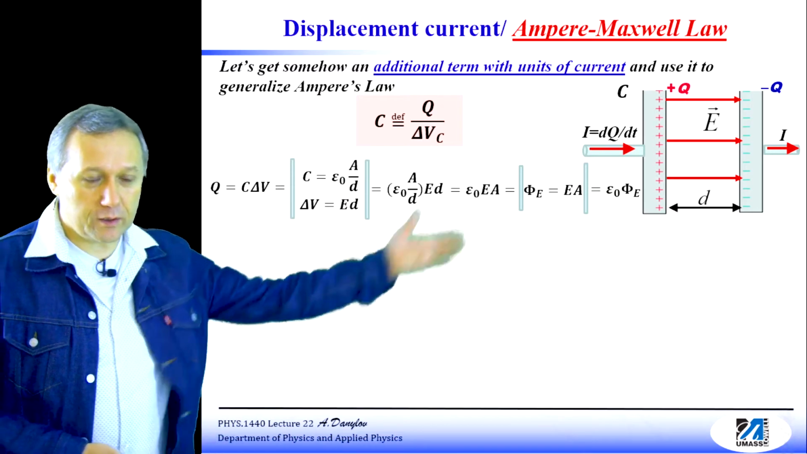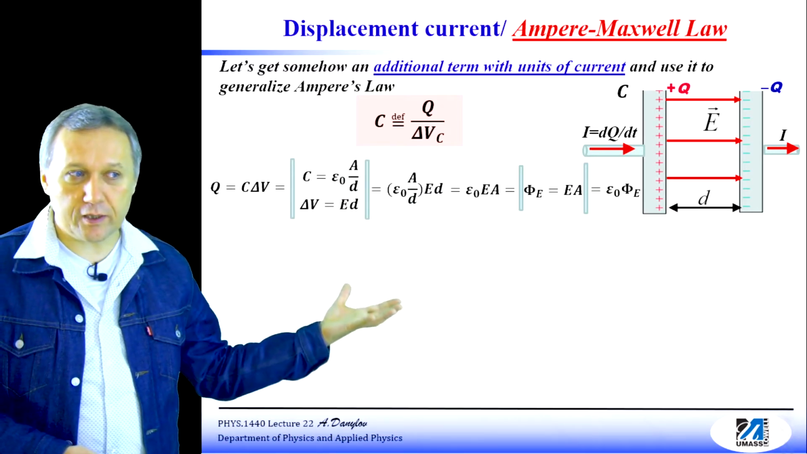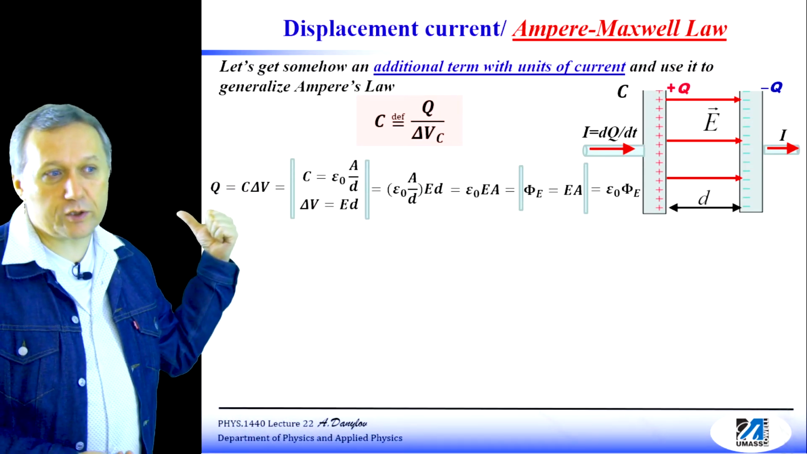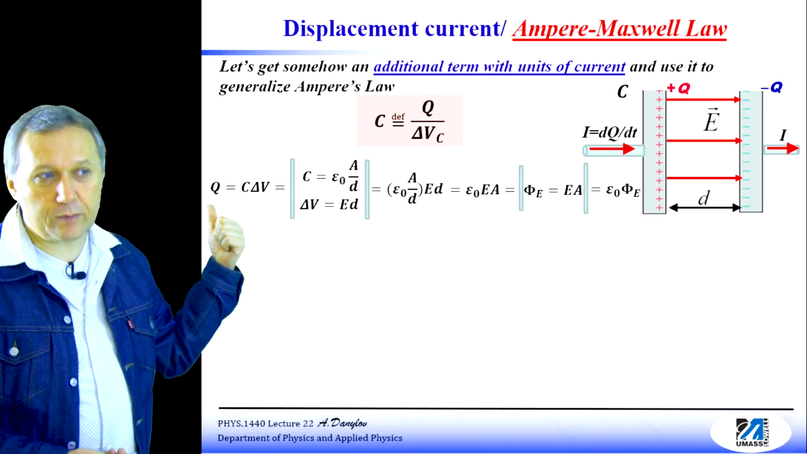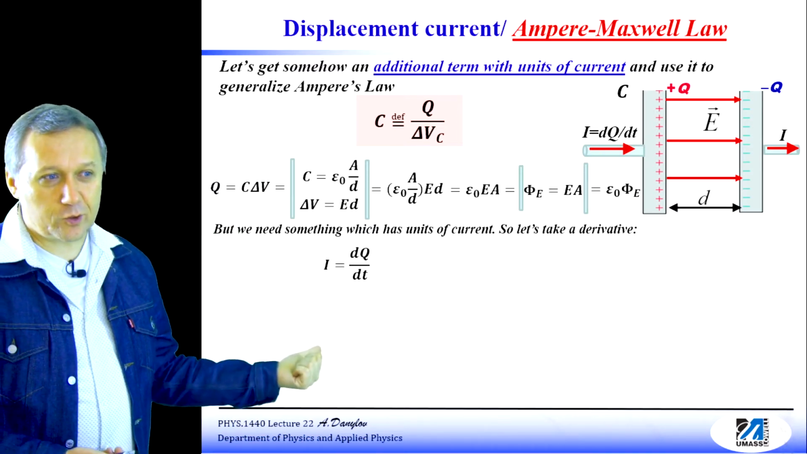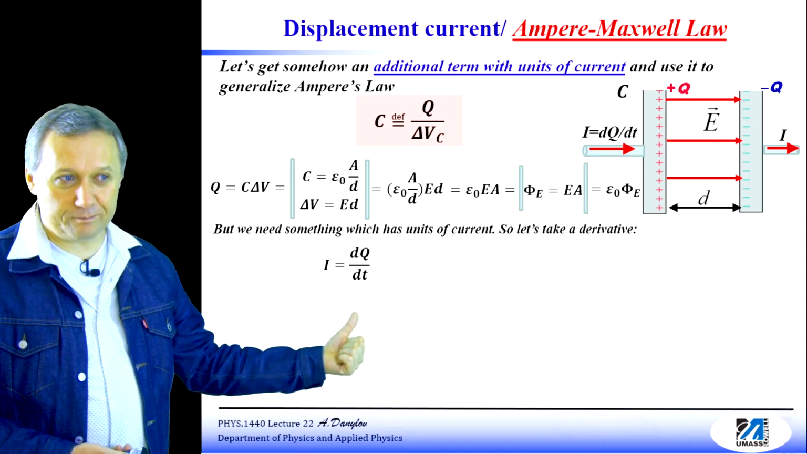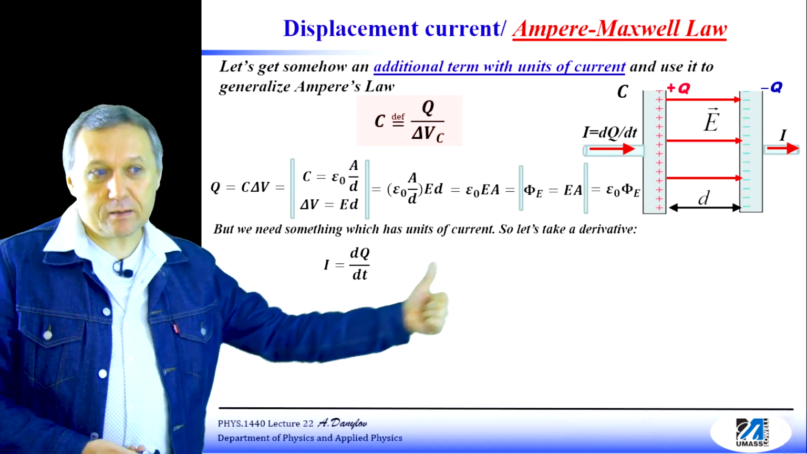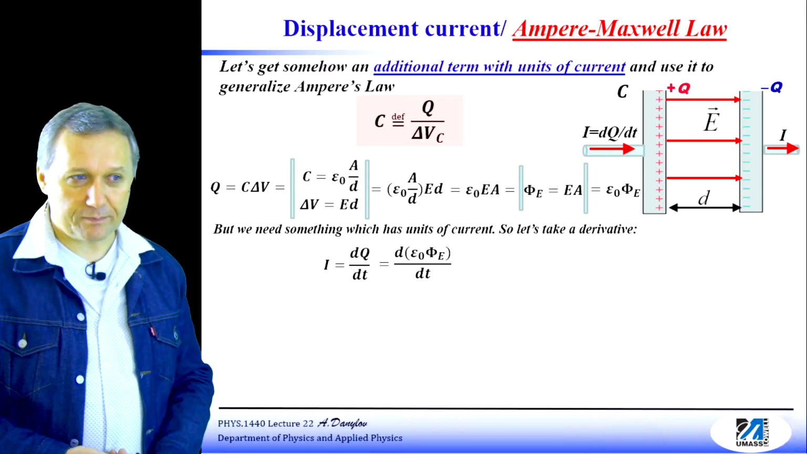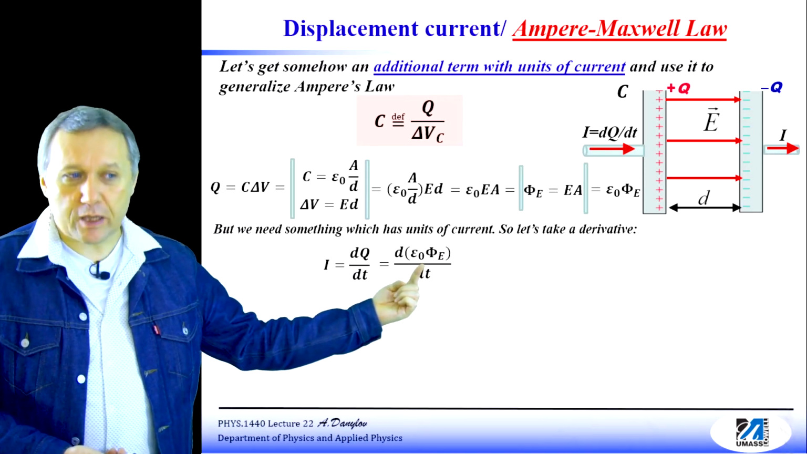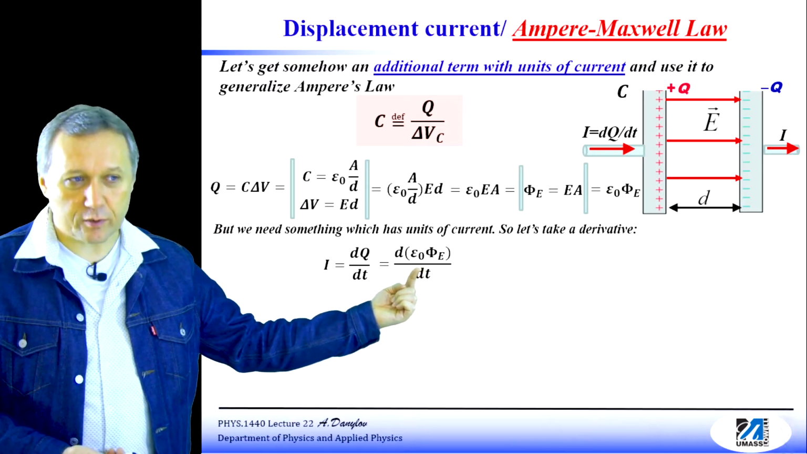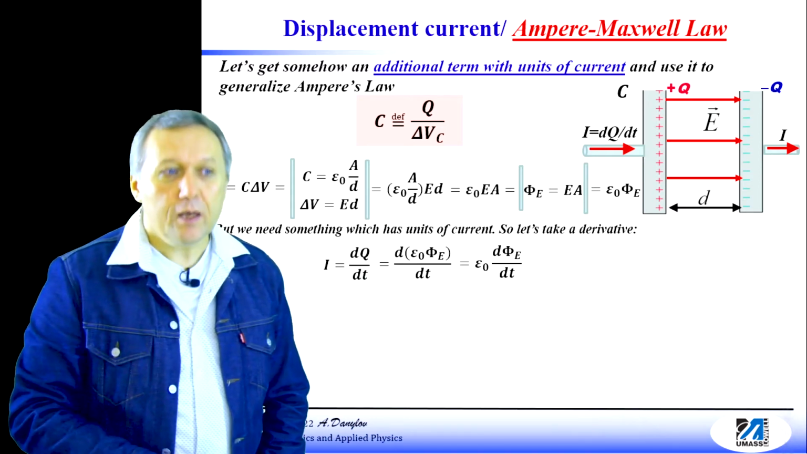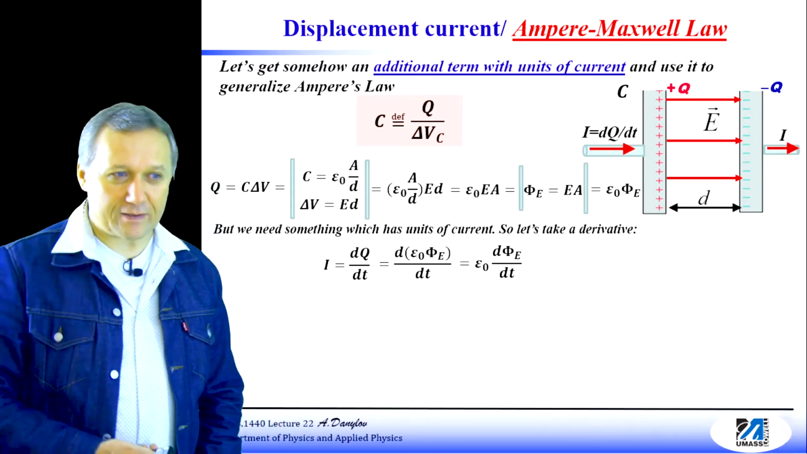Okay, so he got this for the charge, and then of course he wanted to get some term which has units of current. I explained to you, now we just need to differentiate this charge with respect to time in order to get units of current, right? So I equals dq over dt. And he differentiated that with respect to time: d over dt of epsilon naught times phi. Of course, epsilon naught is a universal constant, so we can take it outside of the differentiation sign. So we're getting epsilon naught times the rate of change of the electric flux.